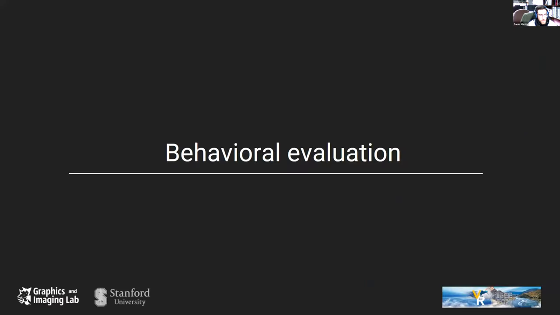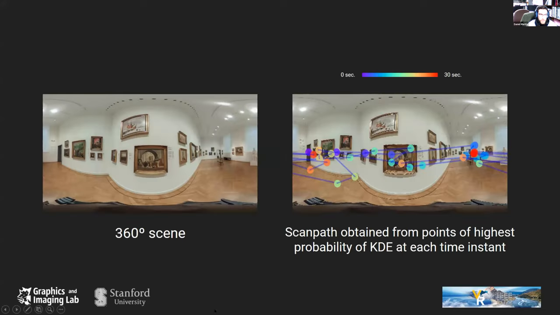We have also evaluated the ability of our scanpaths to mimic the behavior of the human ones. We have analyzed the temporal and spatial coherence of our scanpaths resorting to kernel density estimation. For any given scene, we have obtained a scanpath from the points of highest probability of the kernel density estimation at each time instant.